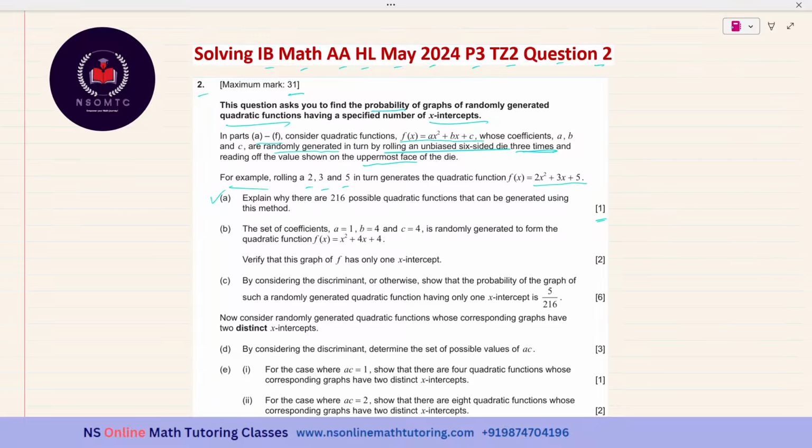Okay, so part A's answer: there are 6 possible outcomes. What are the 6 possible outcomes? 1, 2, 3, 4, 5 and 6. There are 6 sides of an unbiased die, so there are 6 numbers, 1 to 6, and any of those 6 numbers can come on the uppermost face of the die. So there are 6 possible outcomes.